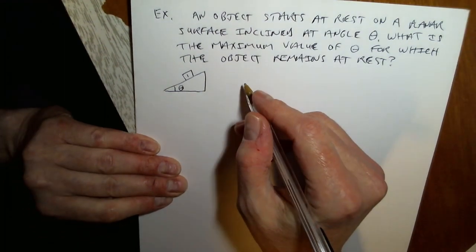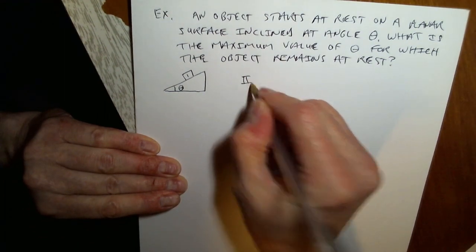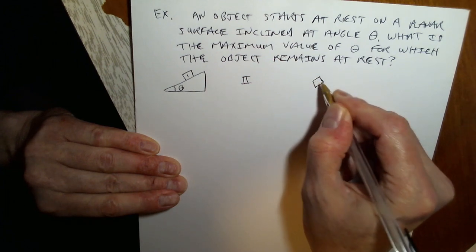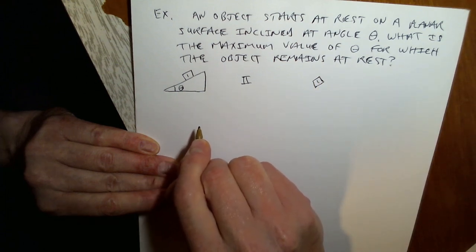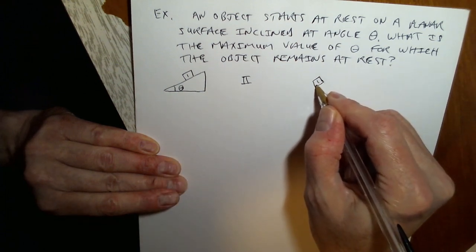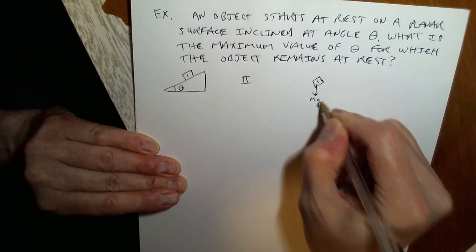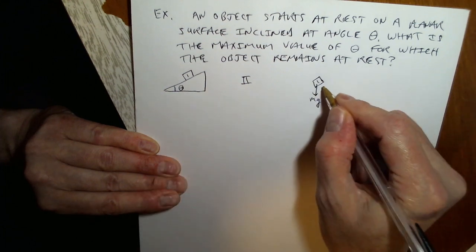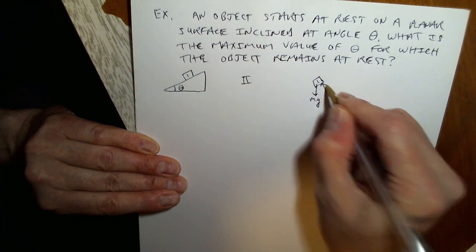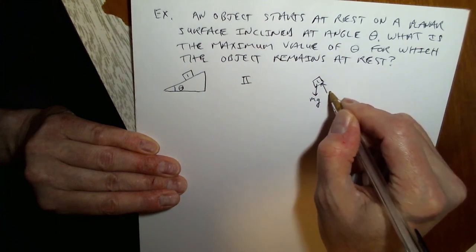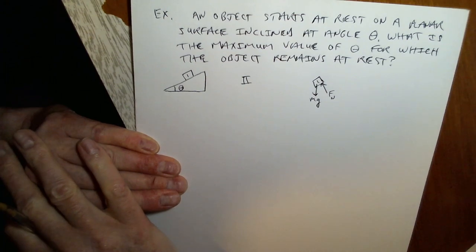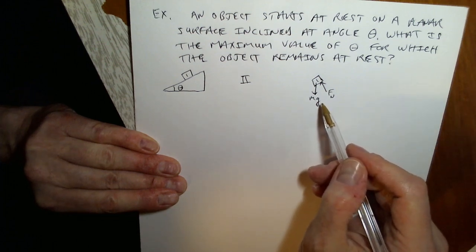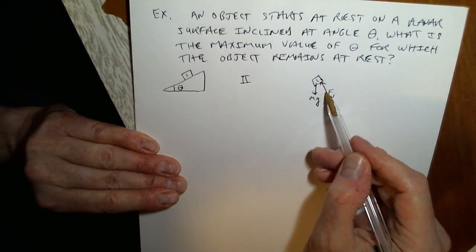So step 2 is to draw a free body diagram. So here's my object, and it has a weight which points straight down. It has a normal force on it from the surface because it's in contact with the surface. And remember, the normal force is a push, and it's normal to the area of contact, so it points up and to the left like that.